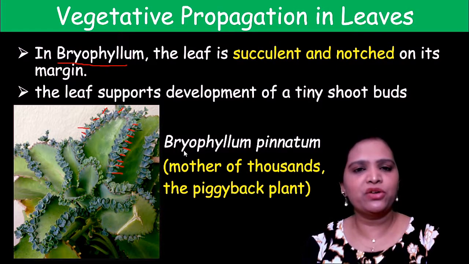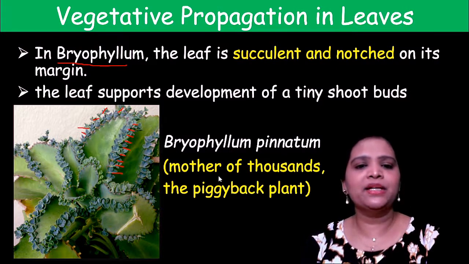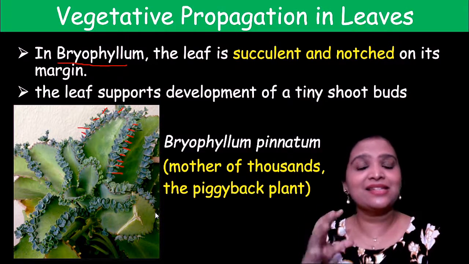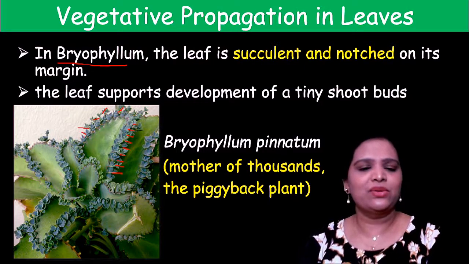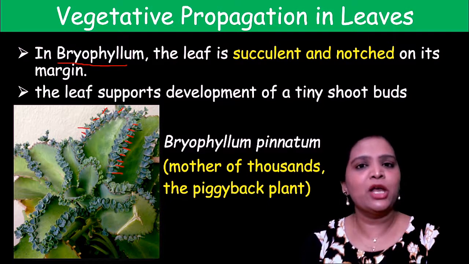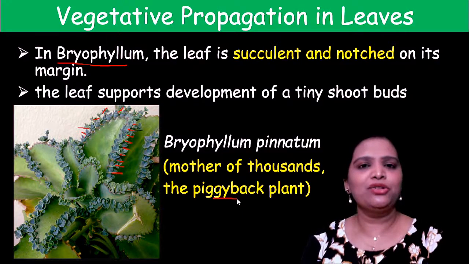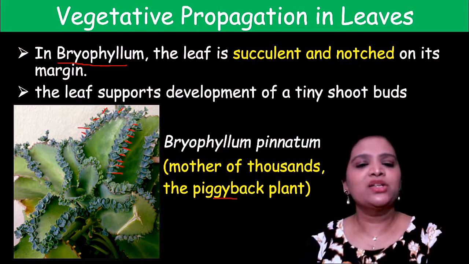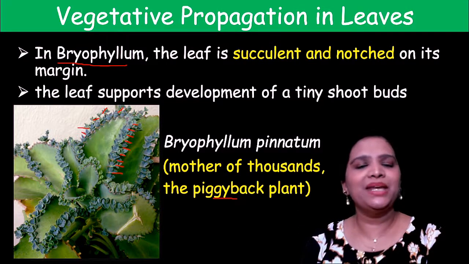The biological name for Bryophyllum is Bryophyllum pinnatum. It has another common name, mother of thousands. That means this leaf carries thousands of small buds on its margins, and from that new young ones will develop. It is also called a piggyback plant. Small kids used to play piggyback, no? Like this, it carries its young ones on its leaves. So it is called piggyback plant.